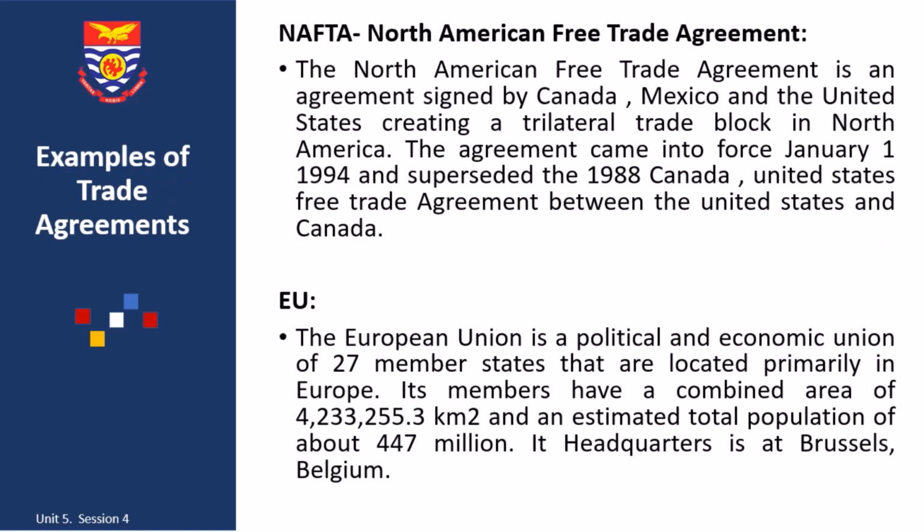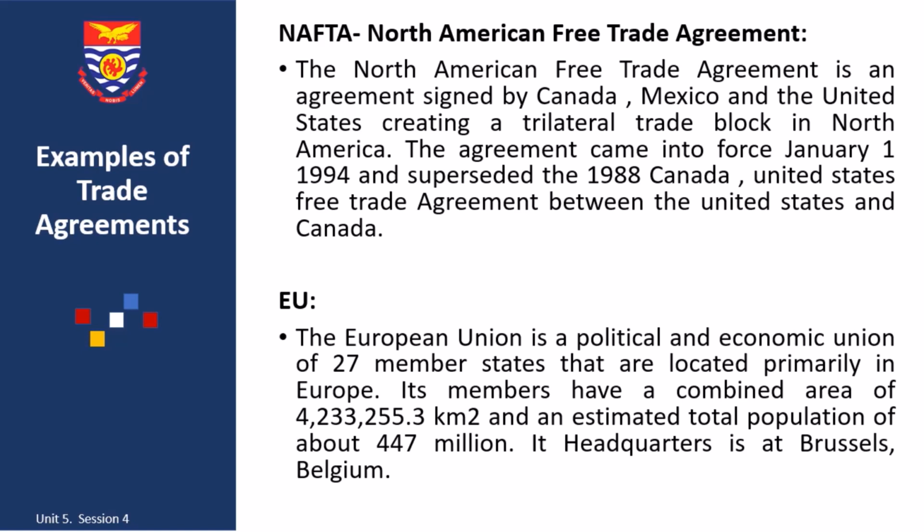So examples of trade agreements, we have the North American Free Trade Agreement. It comprises some selected countries in North America, like Canada, Mexico, and the United States, creating a trilateral trade bloc in North America. The agreement came into force on January 1st, 1994, and suspended the 1988 Canada-United States free trade agreement between the United States and Canada as well.